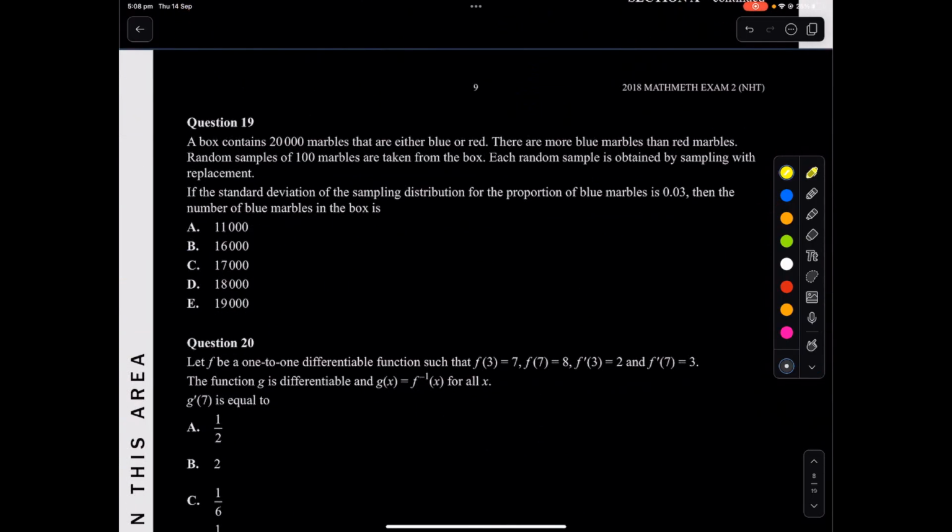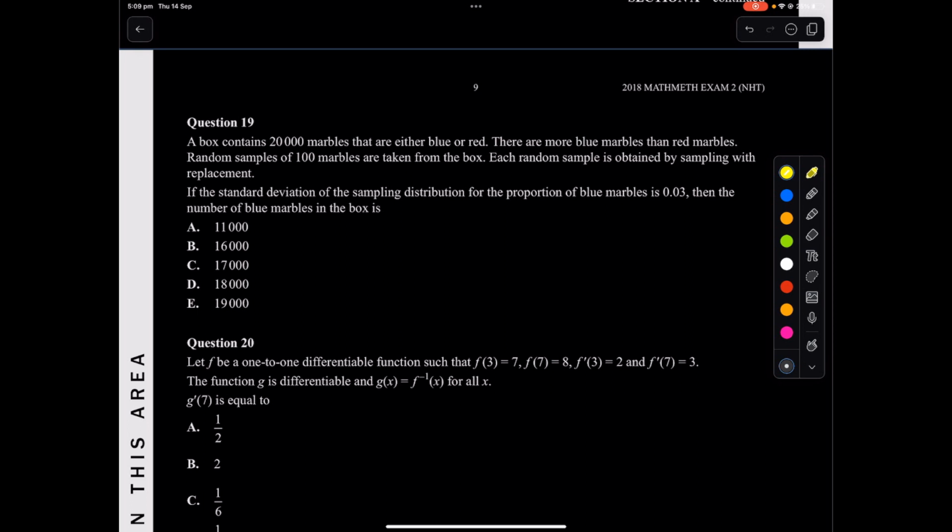A box contains 2,000 marbles that are either blue or red. There are more blue marbles than red marbles. Random samples of 100 marbles are taken from the box. Each random sample is obtained by sampling with replacement, okay. The standard deviation of the sample distribution for the proportion of blue marbles is this. Then the number of blue marbles in the box is what?